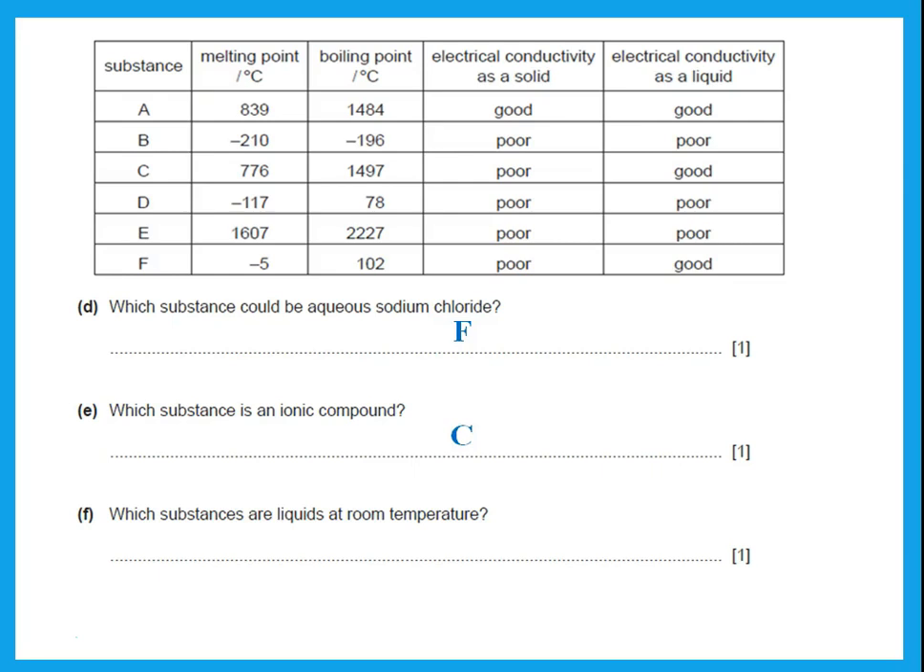Which substances are liquid at room temperature? We said to be liquid, the melting point is lower than room temperature and the boiling point is higher than room temperature. So which one does this apply to? F and D.